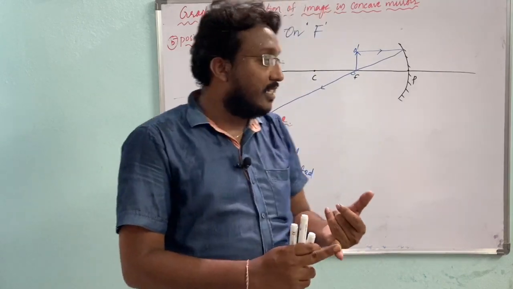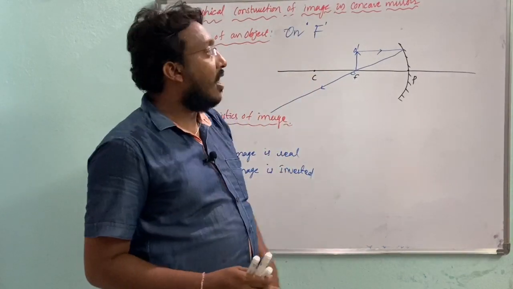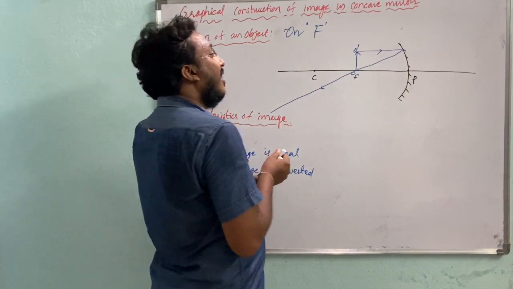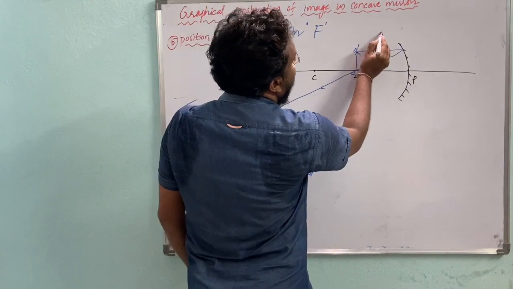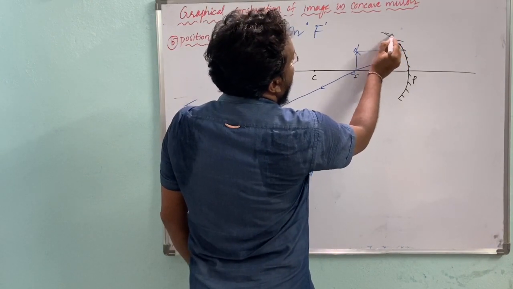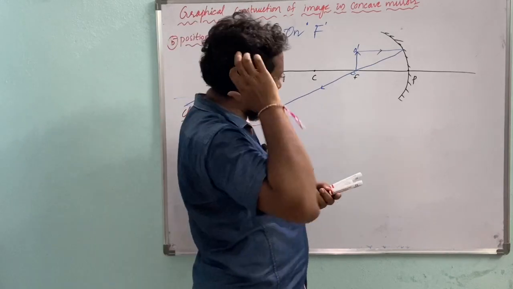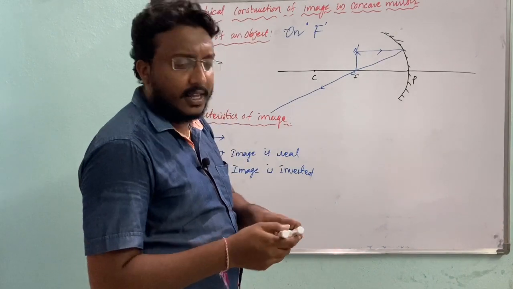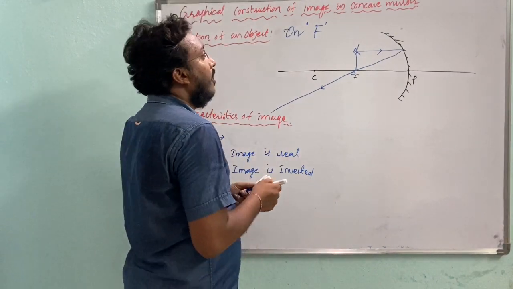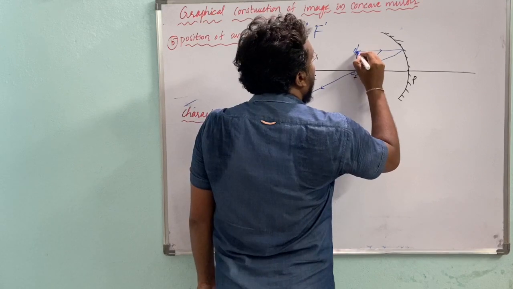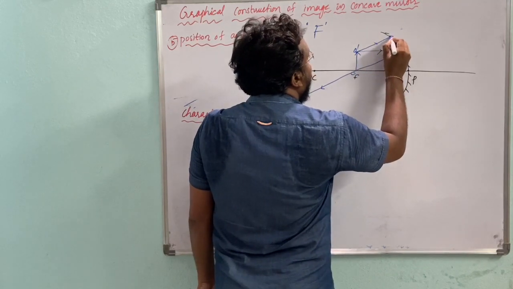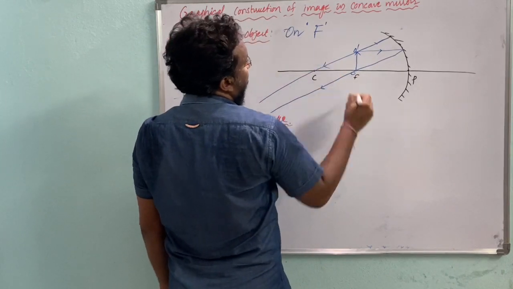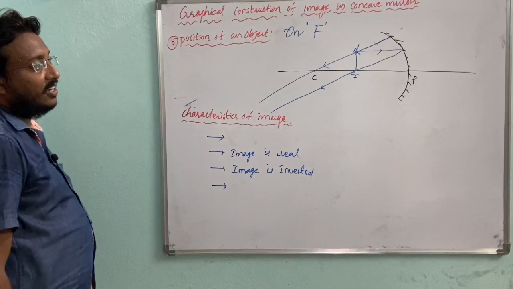What are they? The third rule is through the center of curvature, and the fourth one is if it falls on the pole, it follows the laws of reflection. Instead of the second rule, you can use the third or fourth one, anyone is correct, but here I am following the center of curvature. Third rule, very simple: after reflection it passes in the same direction, right?